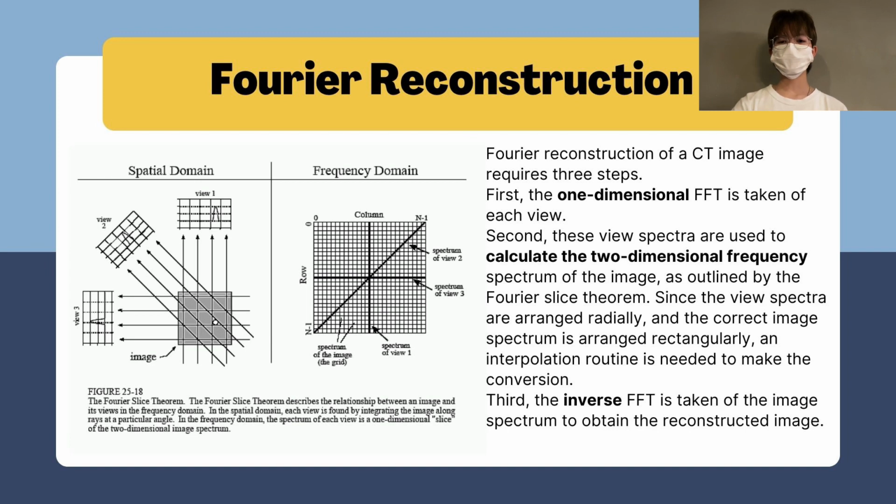Fourier reconstruction of a CT image requires three steps. First, the one-dimensional FFT is taken of each view. Second, these view spectra are used to calculate the two-dimensional frequency spectrum of the image. Third, the inverse FFT is taken of the image spectrum to obtain the reconstructed image.